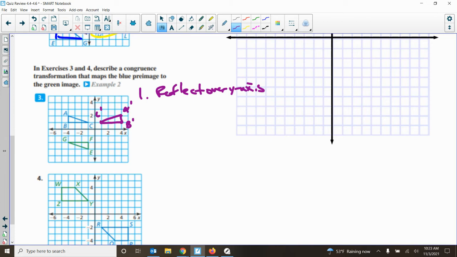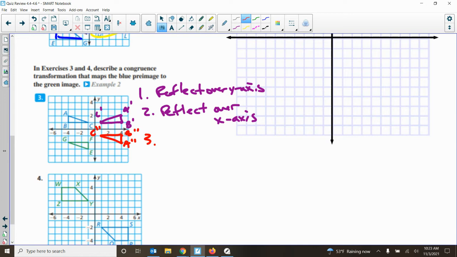And then it looks like if I reflect it over the x-axis, now I have at least a correct orientation. I'll go ahead and change to red. Here's C double prime, here's A double prime, and here's B double prime.